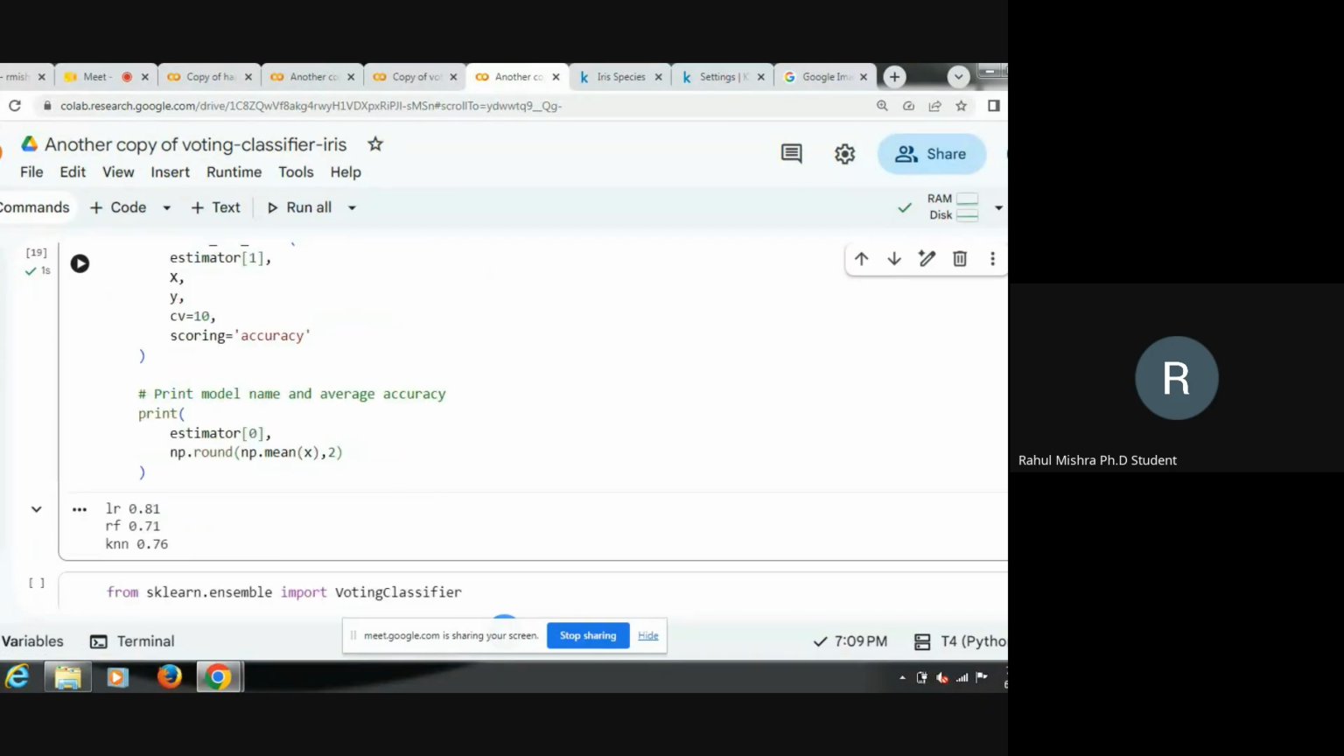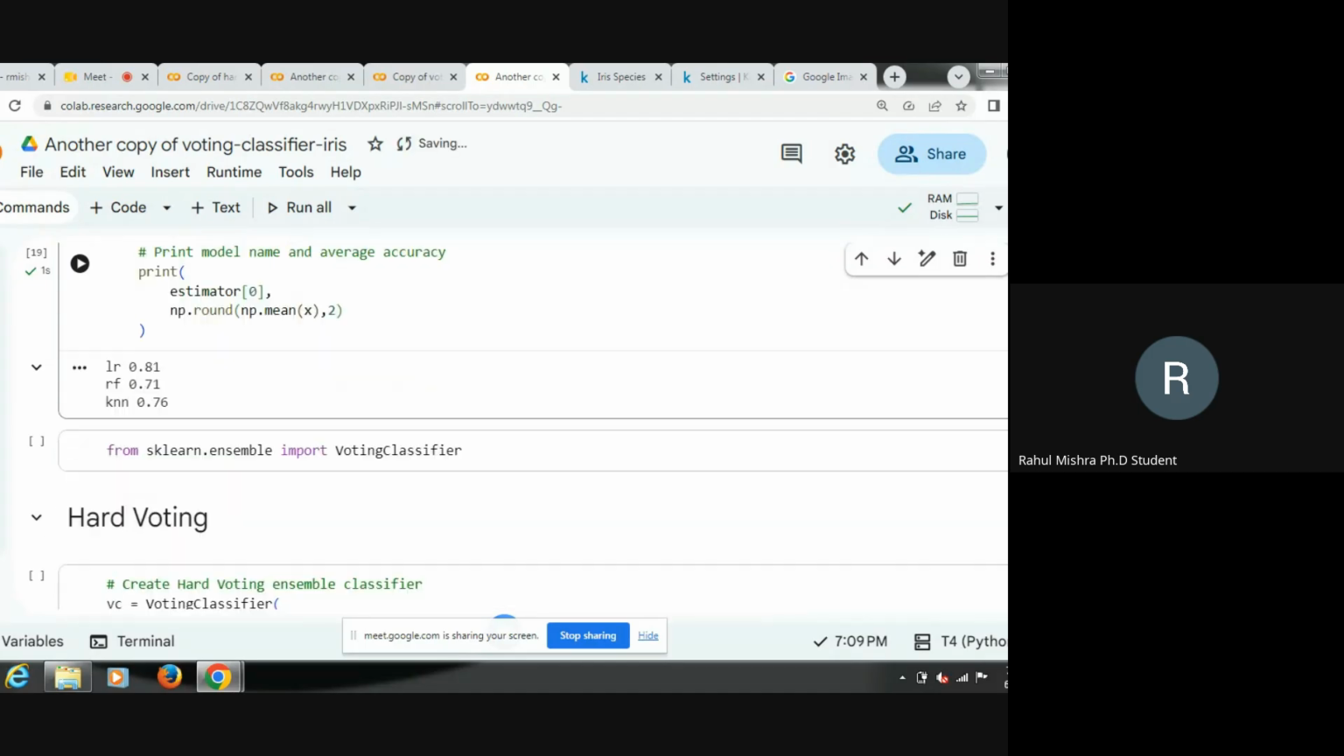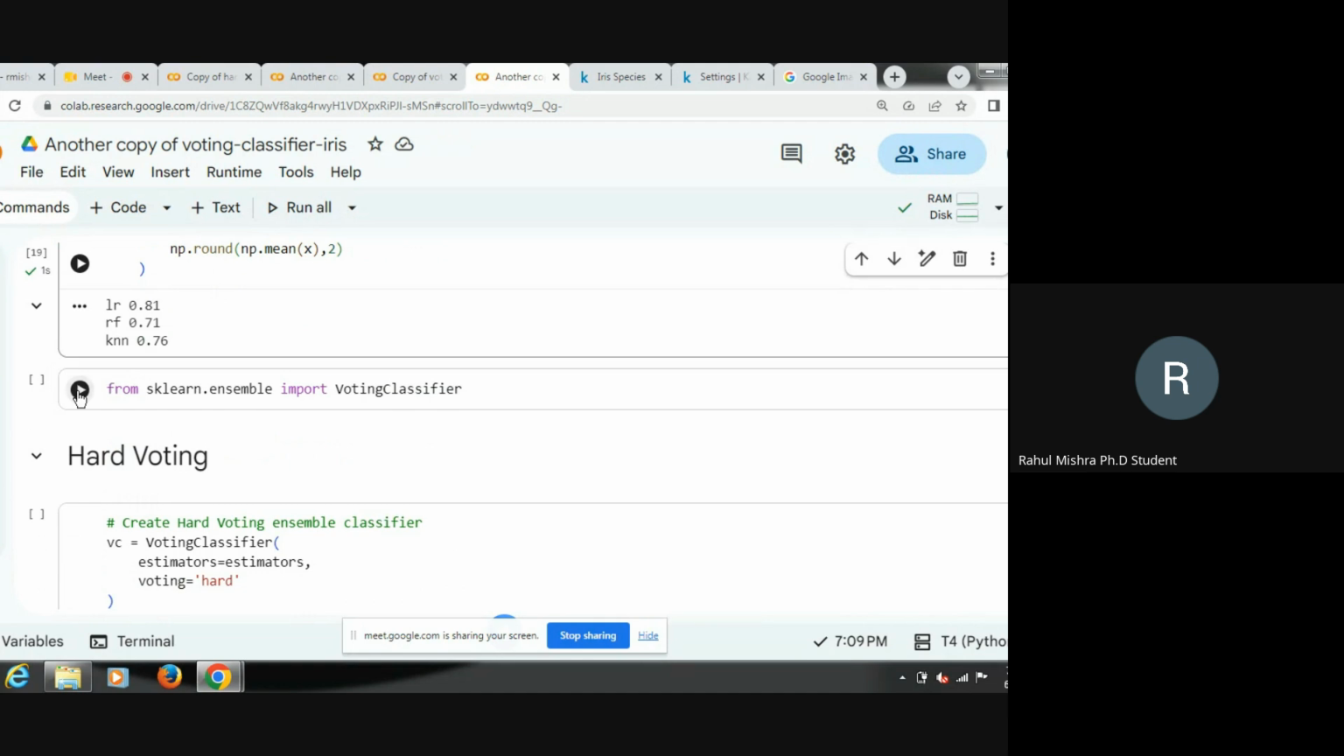Running this code. So this is the result you can find. You can see that logistic regression is giving an accuracy of 81%. Random forest is getting an accuracy of 71%, and k-nearest neighbor has an accuracy of 76%. So these are the individual performances, and the results depend on the data you are using. Now, again, the main part related to our lecture topic: the voting classifier.